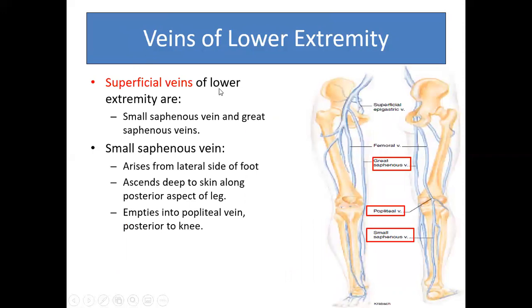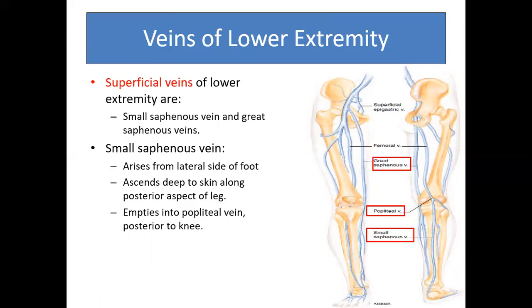The superficial veins of the lower limb comprise the small saphenous vein, which you can see here, and also the great saphenous vein. It is composed of the great saphenous vein and the small saphenous vein. This is what we call the superficial veins of the lower extremity.